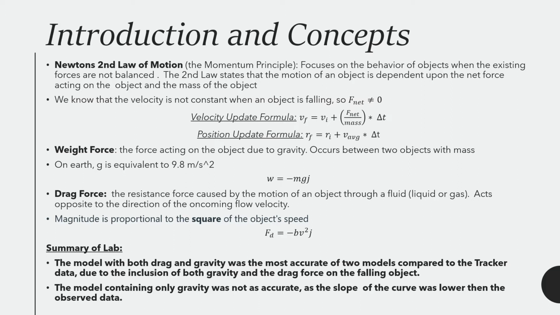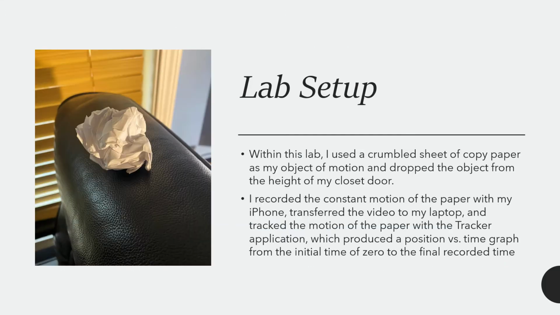In summary of the lab, we saw that the model with both drag and gravity was the most accurate between the two, and the model containing only gravity was not as accurate due to the exclusion of drag. Within the setup of this lab, I used a chroma sheet of paper as my object in motion and dropped it from the height of my door. I then used my phone to record this, where I included my tracker information.